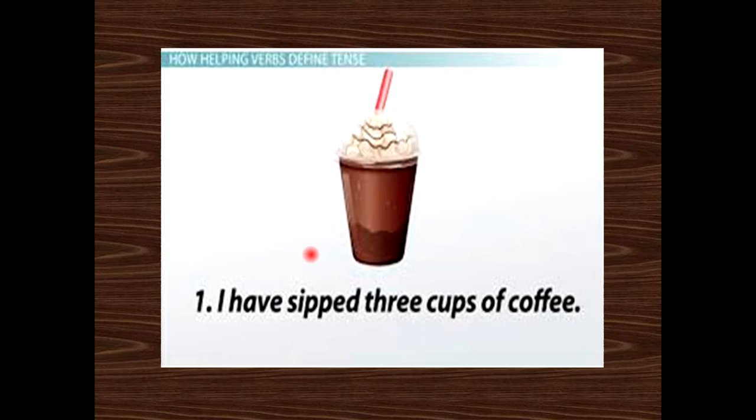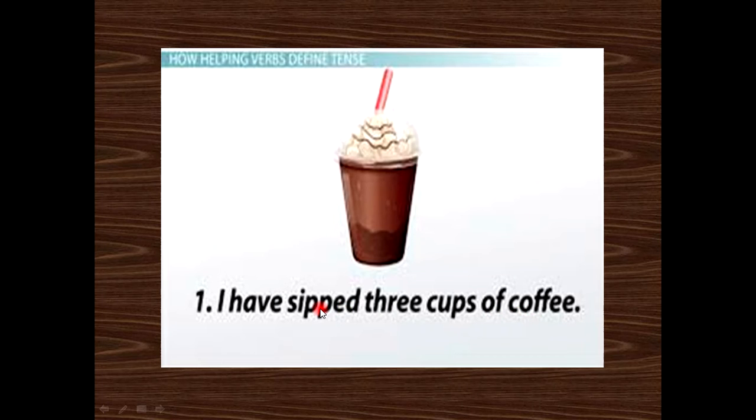For example, if we use it in a sentence like "I have sipped 3 cups of coffee." Over here, I is the subject, sipped is the verb, and have is the helping verb. So over here, the subject and verb are joined with each other with the help of a helping verb, and the rest of the sentence, 3 cups of coffee, is the object.